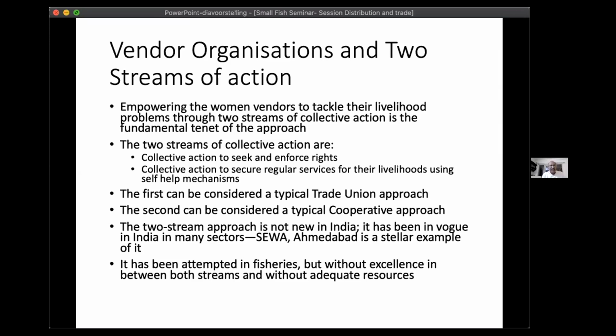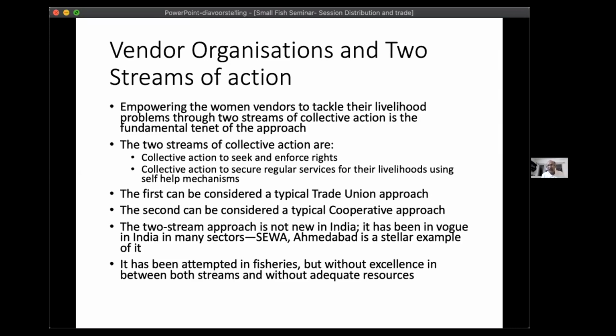And collective action is required of two types. One is for their rights. Some of the things are what the rest of society and the state have to provide them. They can't go and improve the infrastructure of a market; it has to be public investment. So various things like that.